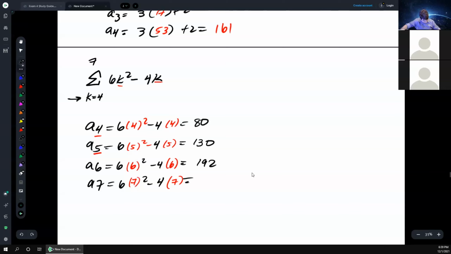And check that in a calculator, and you get out 266. So the last step is to just add all these up. So 80 plus 130 plus 192 plus 266 gives you a grand total of 668. So that's the answer here.